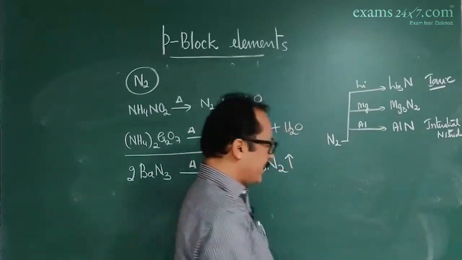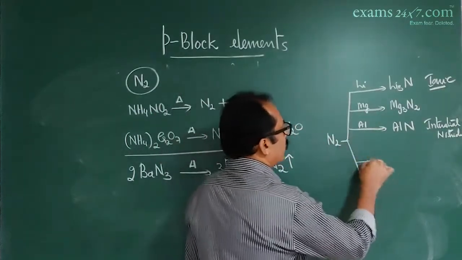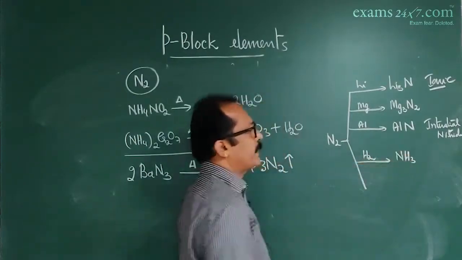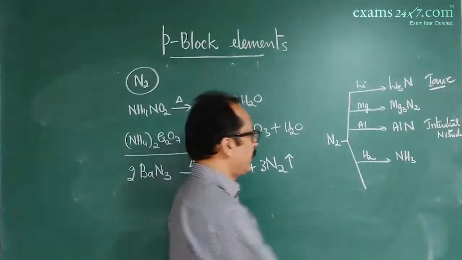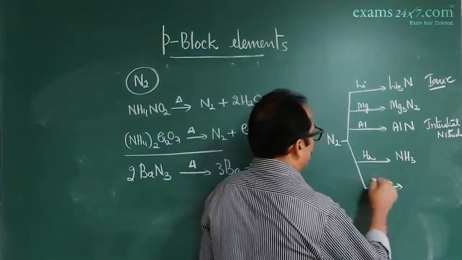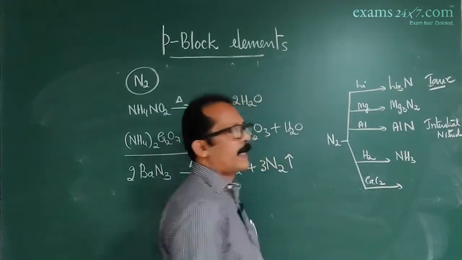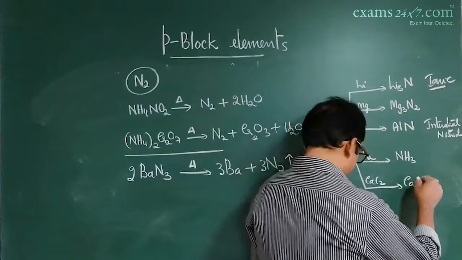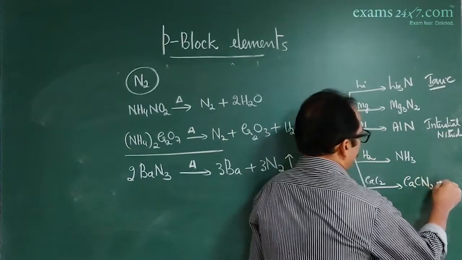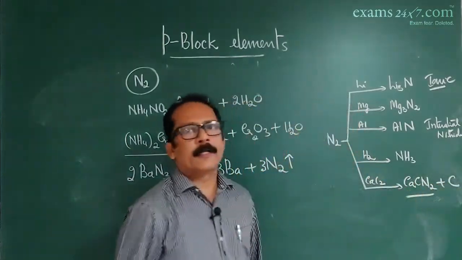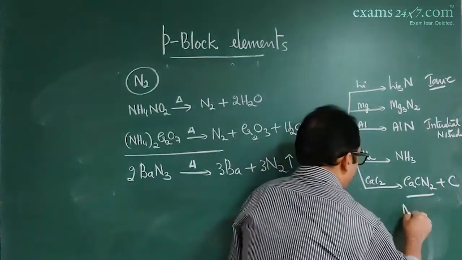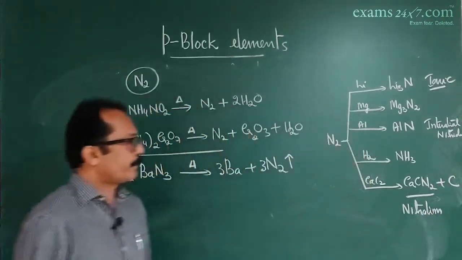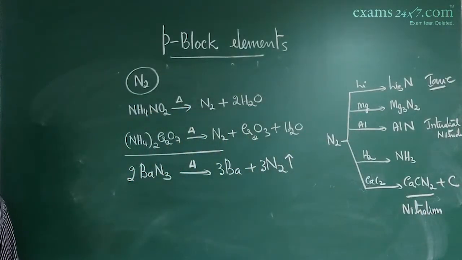So other chemical properties. Nitrogen reacts with hydrogen, that forms ammonia. The same thing we'll discuss under manufacture of ammonia. Then one more reaction with calcium carbide. It gives nitrolim, CaCN2. And this compound is called nitrolim. This is about the chemical properties of nitrogen.